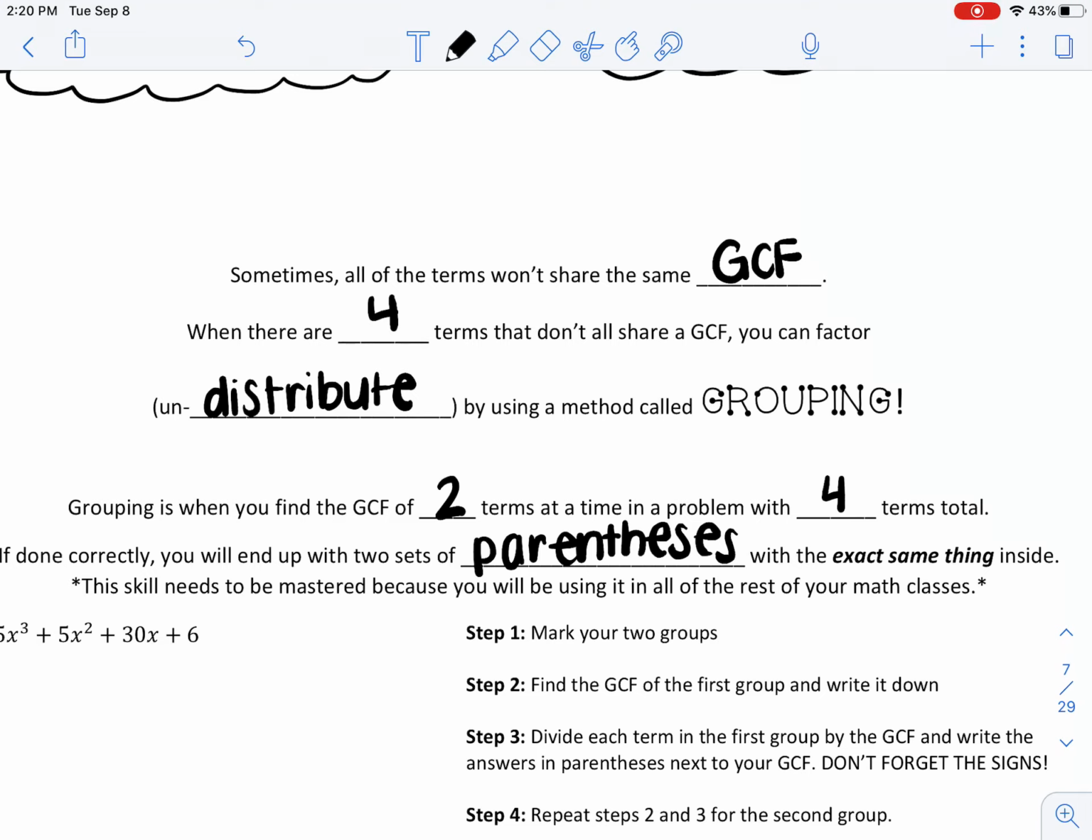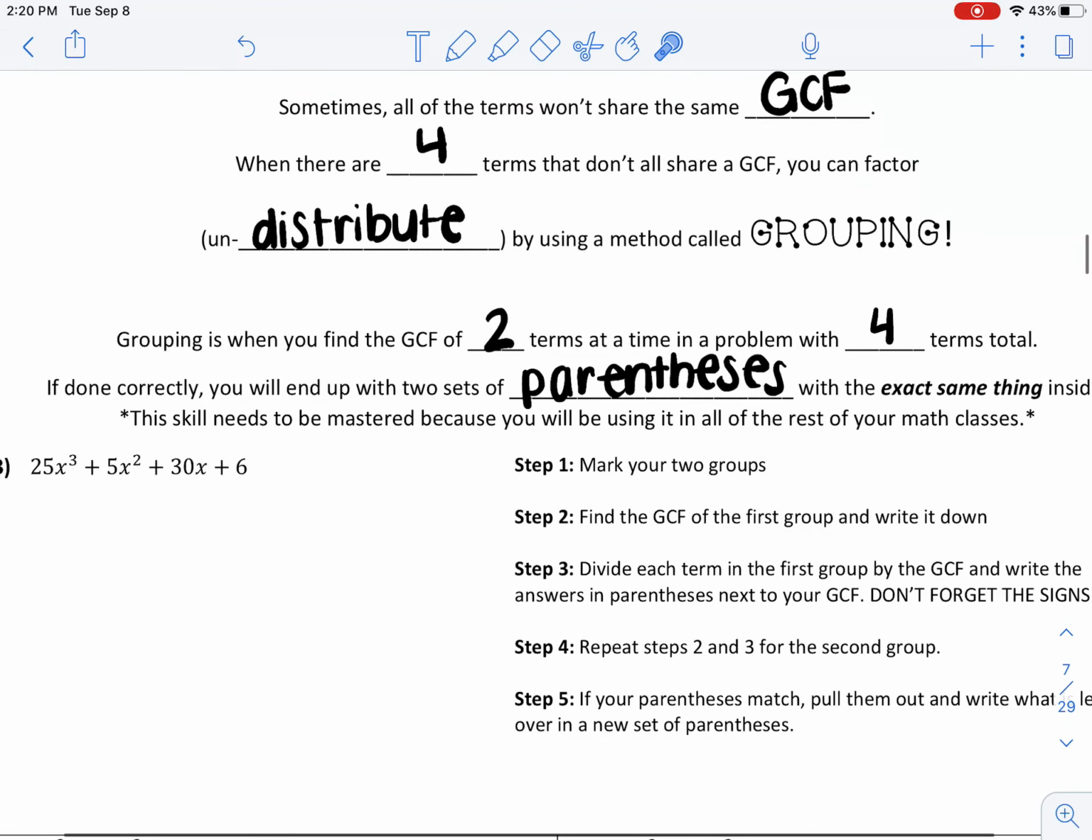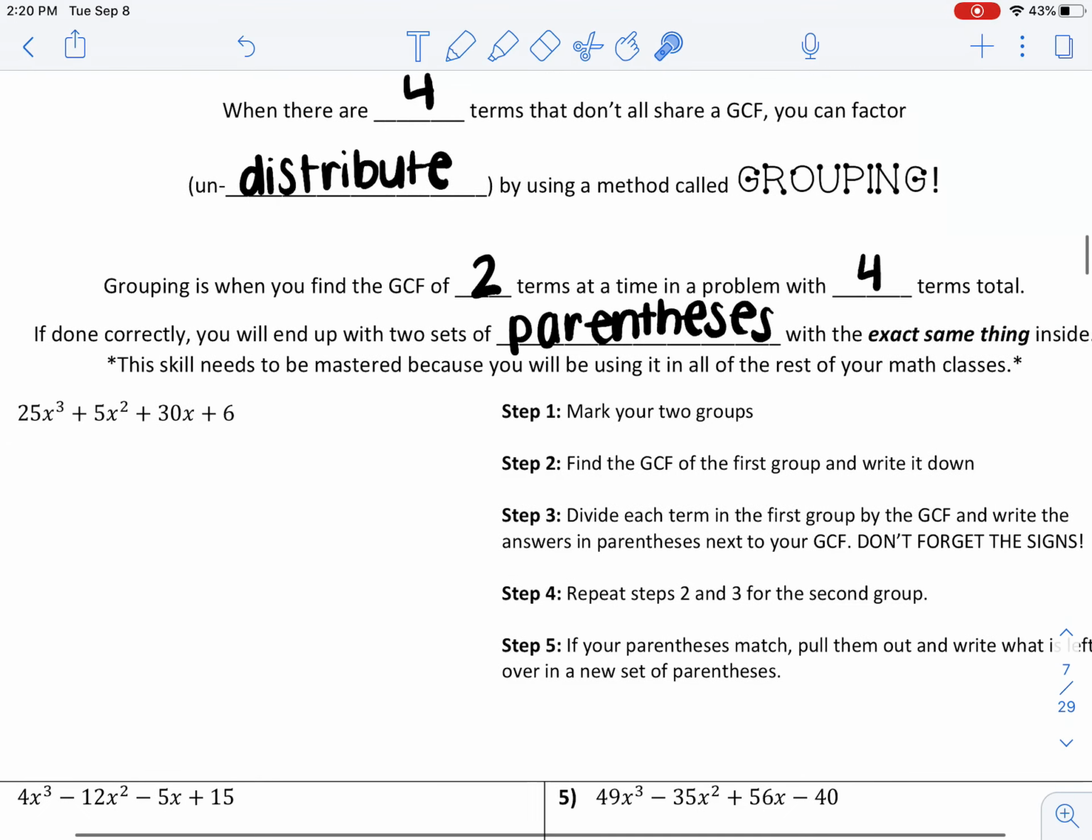Now these notes that we're doing right now are the exact same notes I give you in Algebra 1 to learn how to do this for the first time, which is why you see this right here. This skill needs to be mastered because you'll be using it in all of the rest of your math classes. Now obviously you probably didn't use it in geometry, but geometry is special. But here we are in Algebra 2 using this skill again. We're just reviewing it now because we're going to need to use it all of the time in our future packets. So we have these steps here.